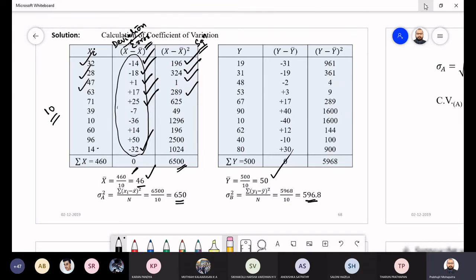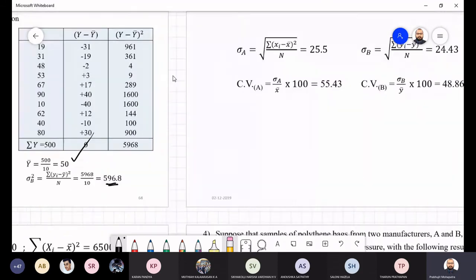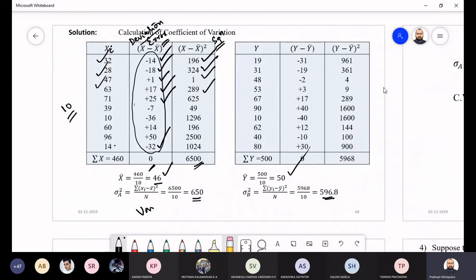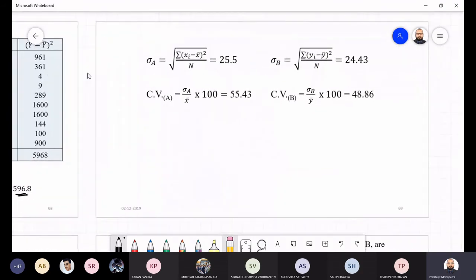If you need to calculate with respect to percentage, then you need to calculate the coefficient of variation. From here, this is the variance of the first batsman and this is the variance of the second batsman. Then you can calculate the standard deviation. The standard deviation of the first batsman is 25.5. The standard deviation of the second batsman is 24.43. So for the second player, the error is less and he is more consistent than the first batsman.